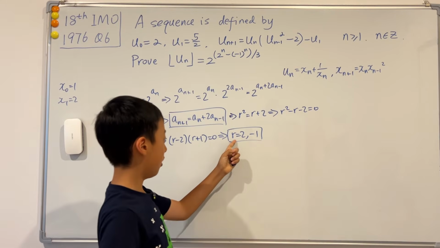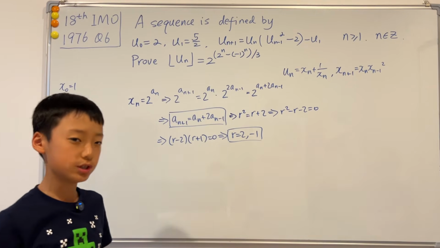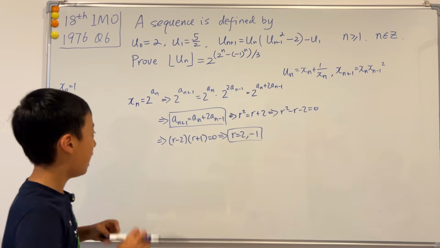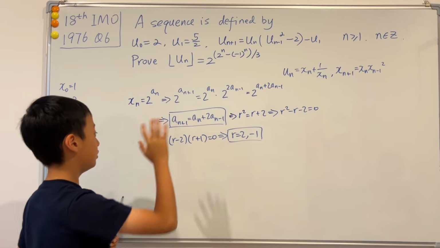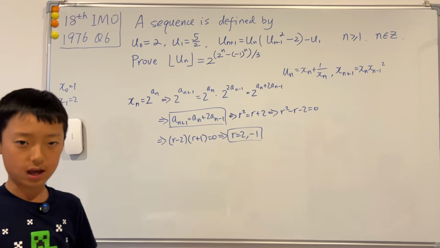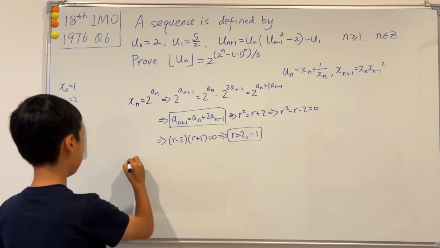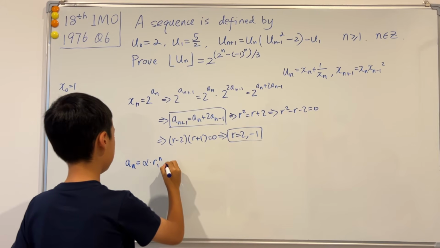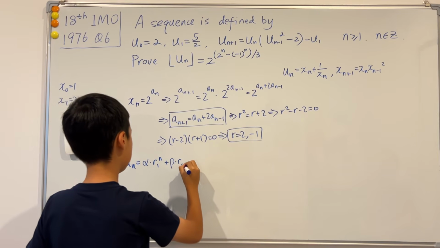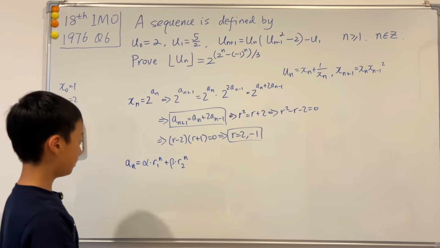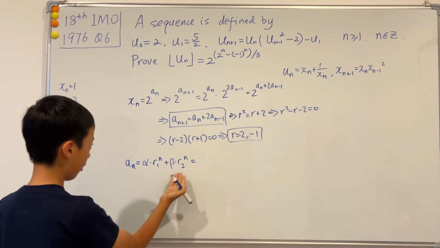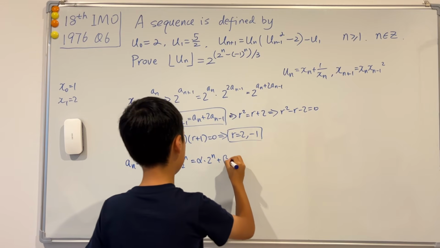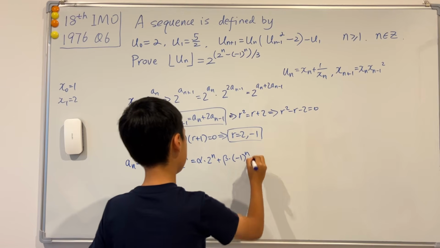So now we know that r is 2 and negative 1, and these are the solutions of our characteristic equation. Then we can actually write out how the general form of a_n will look like. So it will look like this. a_n is equal to alpha times r1 to the n plus beta times r2 to the n. So now we can plug in values of r1 and r2. So it's alpha times 2 to the n plus beta times negative 1 to the n.